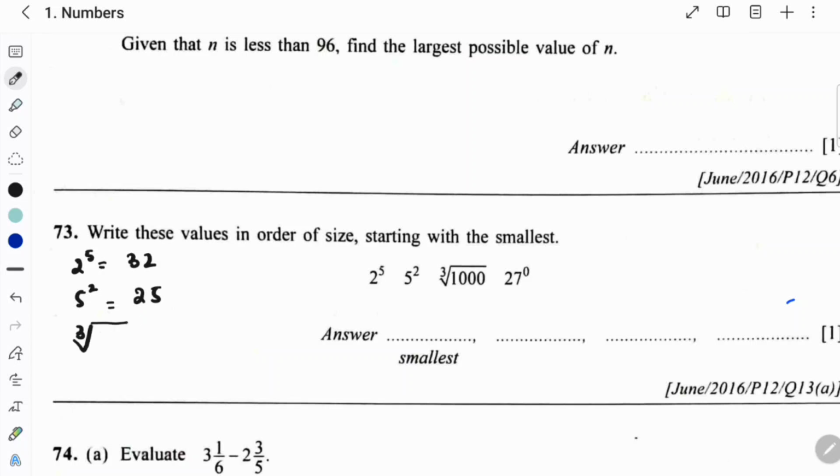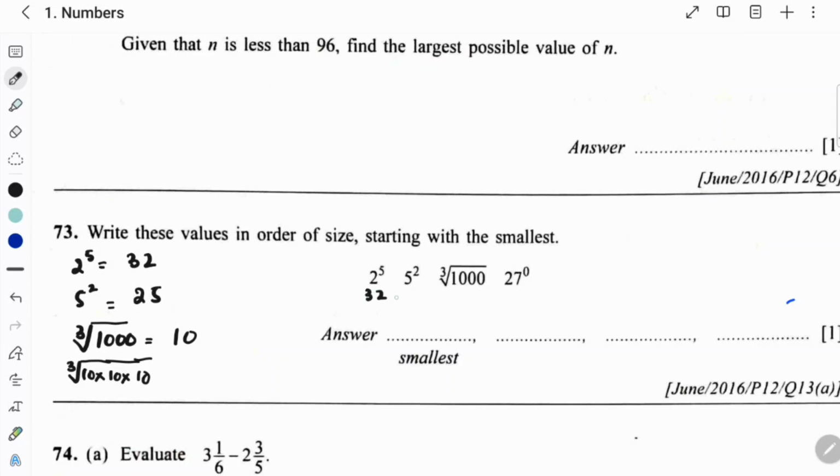Cube root of 1000, you all know that it is 10 into 10 into 10, and the answer is 10. If three times the number is repeating in the cube root, then it will come out as just one number. And 27 to the power 0, any number to the power 0 is 1.